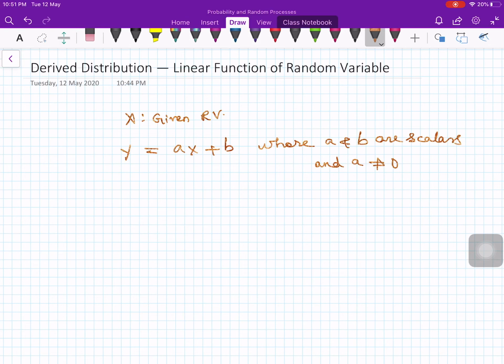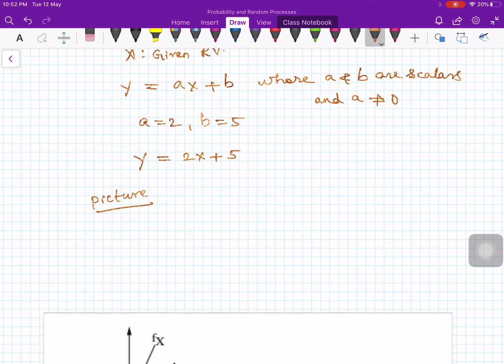So x is a random variable with a given distribution and we consider a linear function ax plus b. In this case I am going to consider a equal to 2, for example, and b equal to 5. So your random variable y is equal to 2x plus 5. Let us first argue just by picture, and then we will argue mathematically.